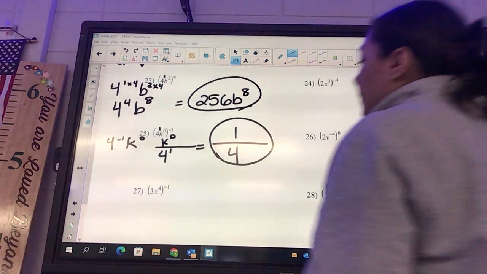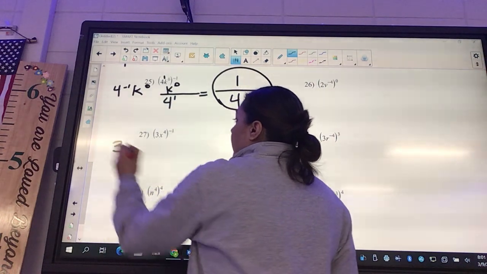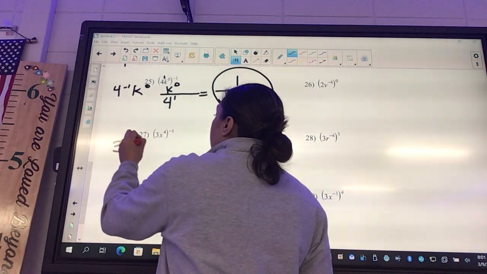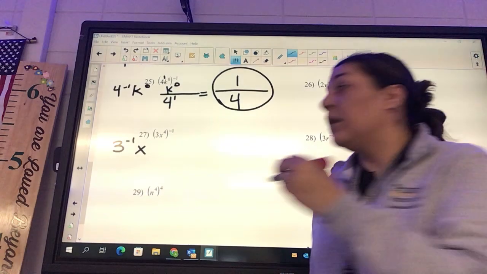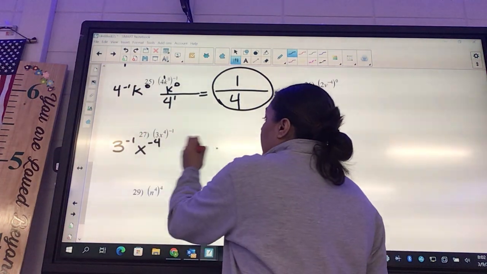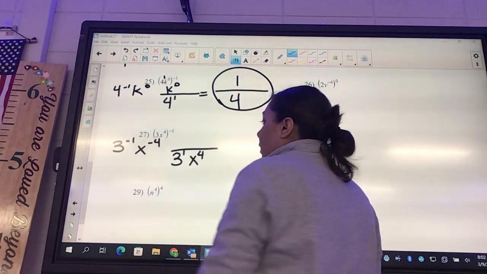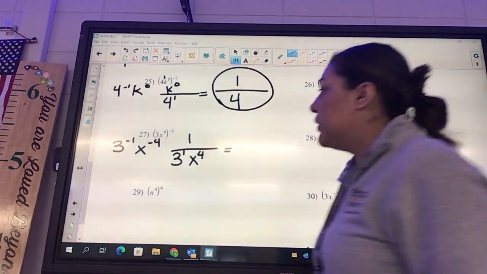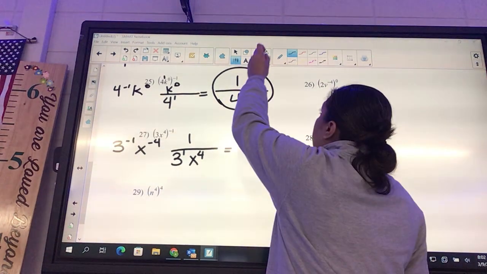Okay, 27. I'm going to get 3 to the what? Negative 1, x to the negative 4. Do we need to convert? Yeah. So we're going to get 3 to the 1 on the bottom, x to the 4 on the bottom. What goes on top? 1. And what is 3 to the 1 power? 3. So if you just want to erase the 1 on there, you totally can.